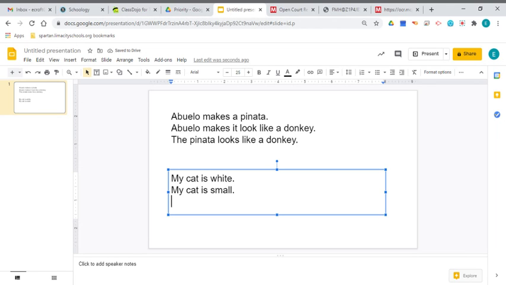Now, I don't know if your cat is a girl or a boy or if you have a cat, but instead of saying my cat, you could change it up and say he if it's a boy cat or she if it's a girl cat. You could say he is small. That way you're not starting every sentence with the exact same words.